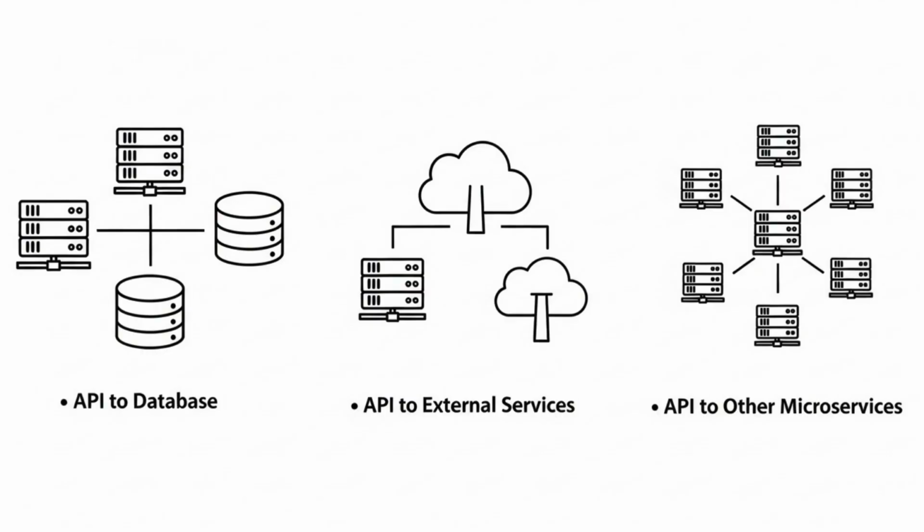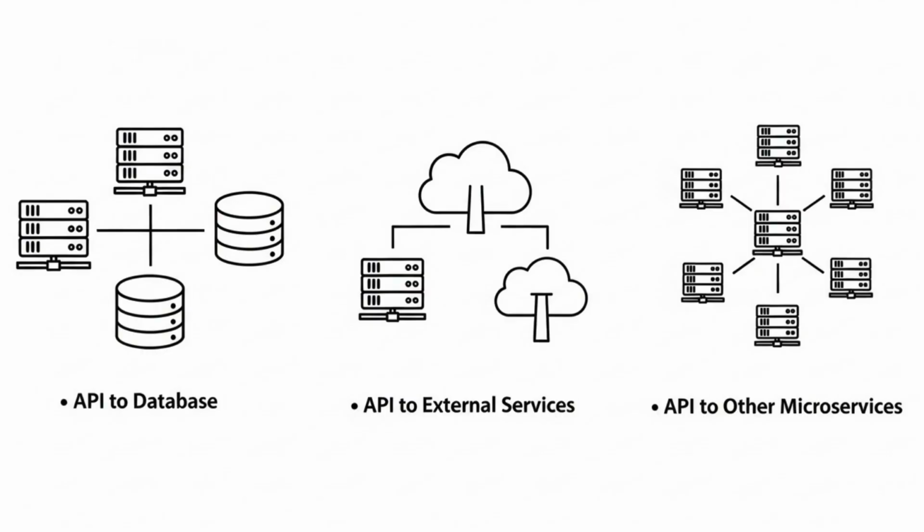Next, we have API to external services. Modern applications rarely live in isolation. They integrate with payment gateways, social media APIs, email services, or other third-party platforms. These tests verify your API can correctly send requests to and handle responses from these external systems.